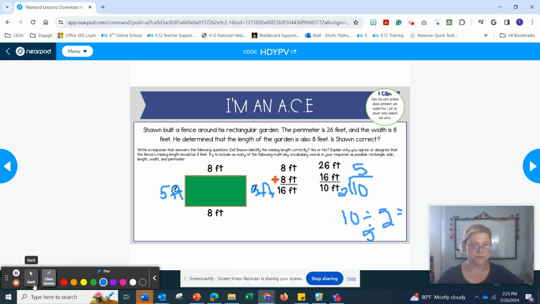All right. So once again, did Sean identify the correct missing link? No. The correct missing link is 5 feet, not 8 feet.